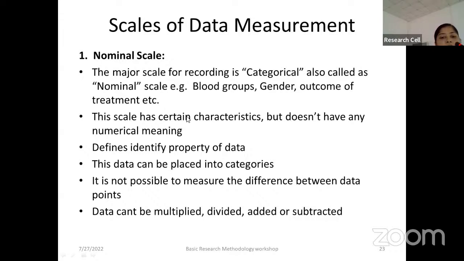The data can be placed into different categories, but it is not possible to measure the difference between the data. This data cannot be multiplied, divided, added, or subtracted. If your answers are yes or no, will it have any mathematical sense if you add up all yes, yes, yes, all no, no, no, or yes, no, no? It has no mathematical meaning as such.